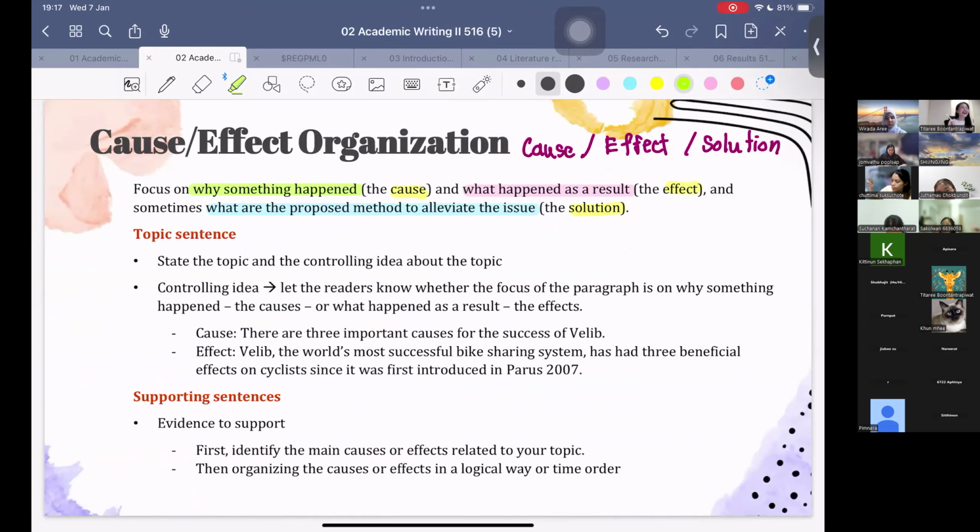Stick with me. I'm sorry. Stick with me. There is one more organization before we take a break.